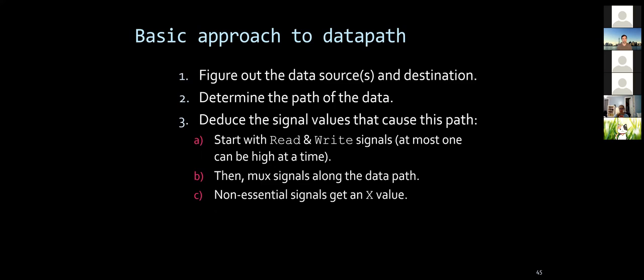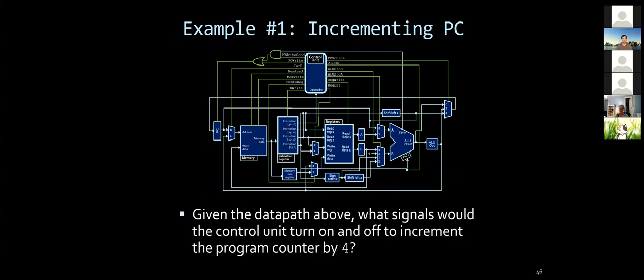You start with the read and write signals. At most, one can be high at a time. You cannot have both of them high, so it's relatively straightforward. Then you figure out the proper mux signals along this datapath, and non-essential signals that don't matter get an X value. So for example, if we want to increment the PC, just do PC plus 4, given the datapath above, what signals would the control unit need to turn on to increment the program counter by 4?